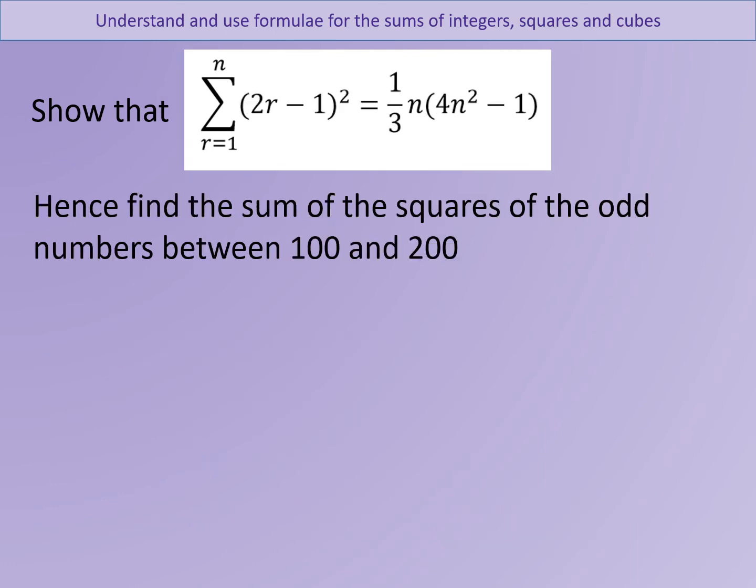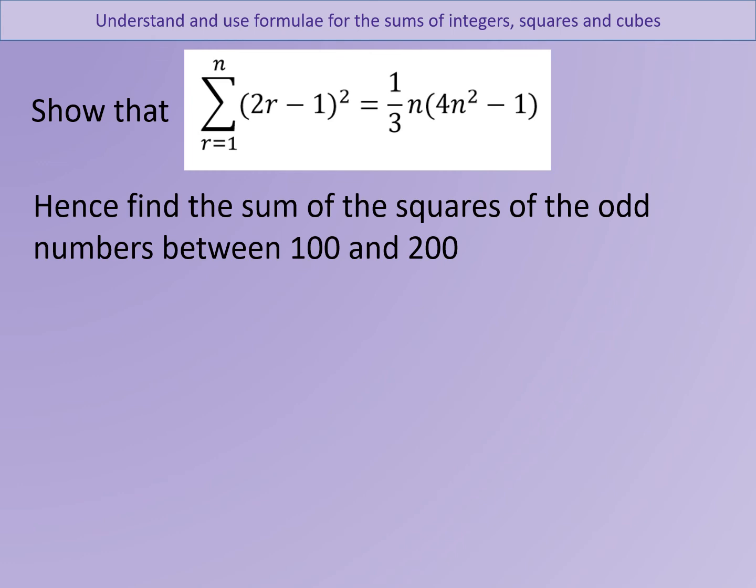So this question comes in 2 parts. The first part asks us to show that the summation at the top can be written as it says. And then the second part asks us to use that rule to help us find the sum of the squares of the odd numbers between 100 and 200. So we'll start with the first part.